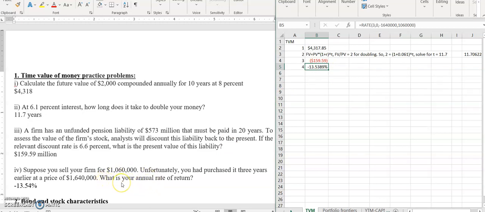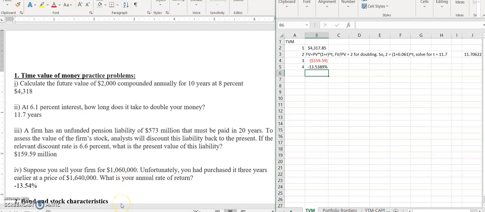Now, how can I calculate, for example, my annual rate of return? So let us suppose that you sell your firm today for 1.06 million, but you had purchased it 3 years earlier at a price of 1.64, so clearly you lost money. So the question is, what is your annual rate of return? So I can use this rate function, and I know that it's for 3 years, so that's my 3. There's no intervening payments. I went ahead and paid 1.64 million when I purchased it 3 years back, so that's a negative 1.64 million, and now I'm getting 1.06 million, and that gives me a return of minus 13.54%. So this is how much you lost every year for 3 years for you to have gone from 1.64 million to 1.06 million.